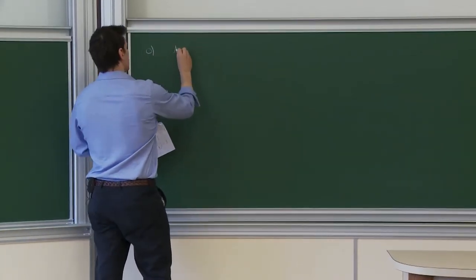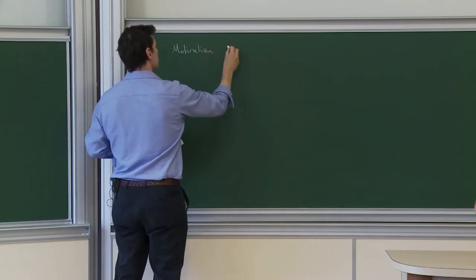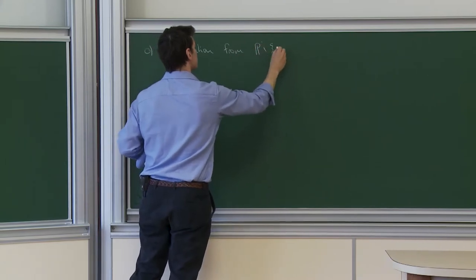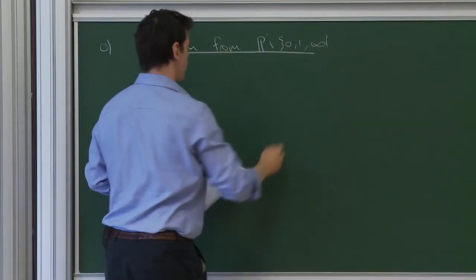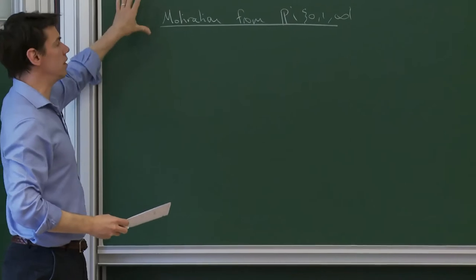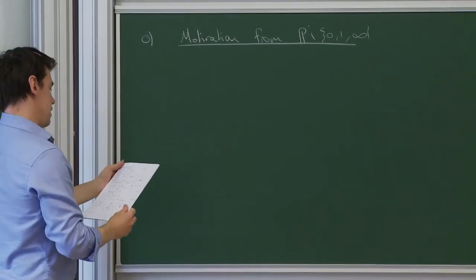So the zeroth section then is motivation for this lecture from P1 minus 3 points. And I'm going to briefly summarize most of the ingredients in the motivic theory and say why they're important.